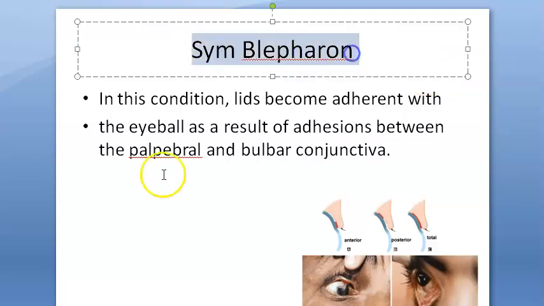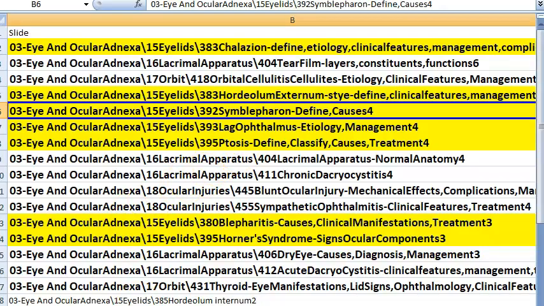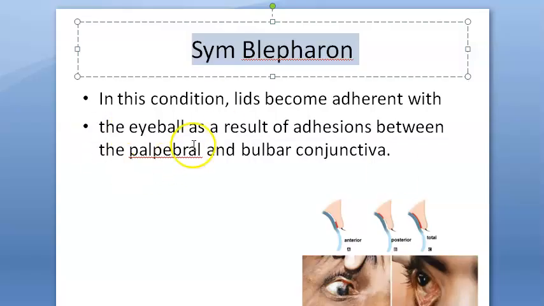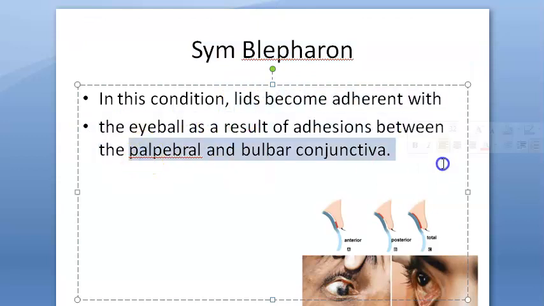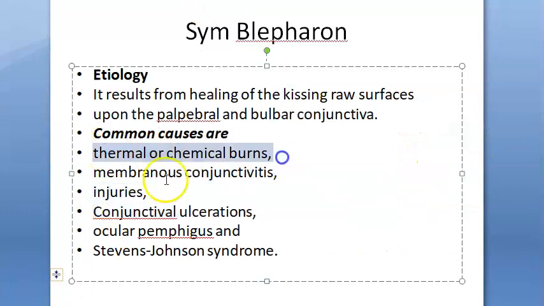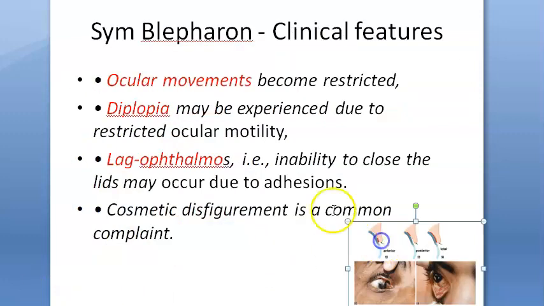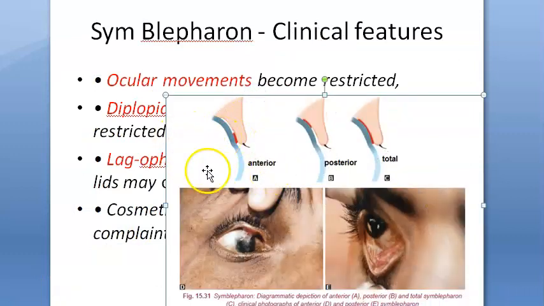Next, symblepharon. Here the lids are becoming adherent with the eyeball, so basically the palpebral and bulbar conjunctiva are sticking to each other. This usually happens because of chemical and thermal burns, membranous conjunctivitis, injuries, conjunctival ulcerations, ocular pemphigus, and Stevens-Johnson syndrome. These people's ocular movements will become restricted. They can have diplopia and lagophthalmos. This is anterior symblepharon, this is posterior symblepharon, and this is total symblepharon.